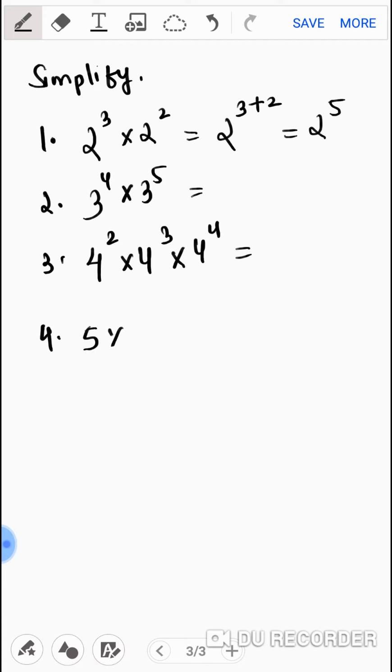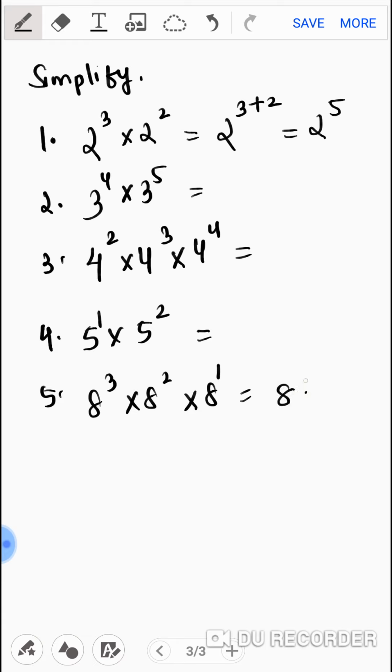5 raised to nothing means 1, and 5 raised to 2. Fifth, 8 raised to 3, 8 raised to 2 and 8. I'll solve this. There's nothing means 1. If there's nothing in the exponent, that means there is 1. So the answer here will be 3 plus 2 plus 1, that is 8 raised to 6. Clear?